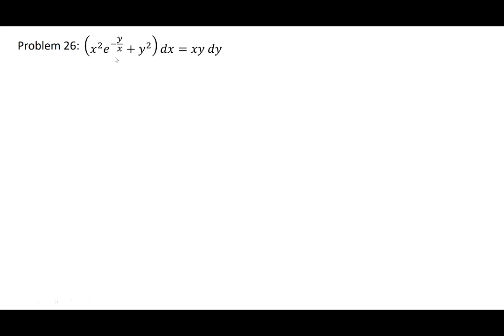x square plus y square equals xy dy/dx with e raised to negative y over x. I like this problem. Here, once again, I'm looking at that y over x. That's what I'm tempted by. Because I'm seeing a y over x occurring naturally, I'm saying, can I do that? Just write everything in terms of y over x.